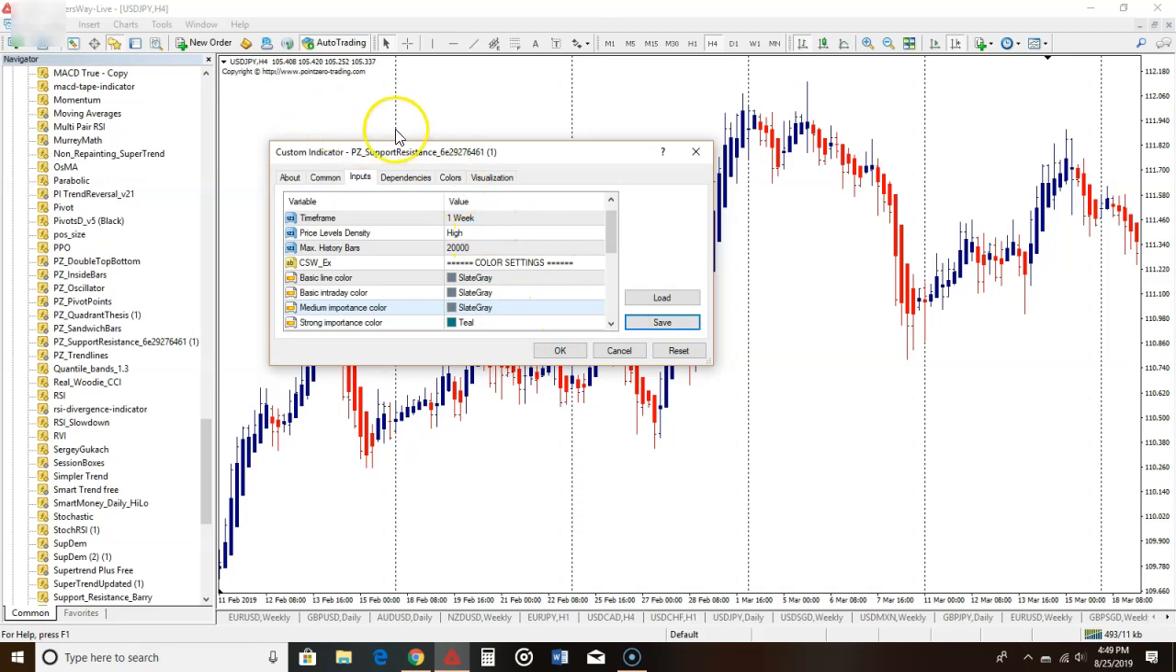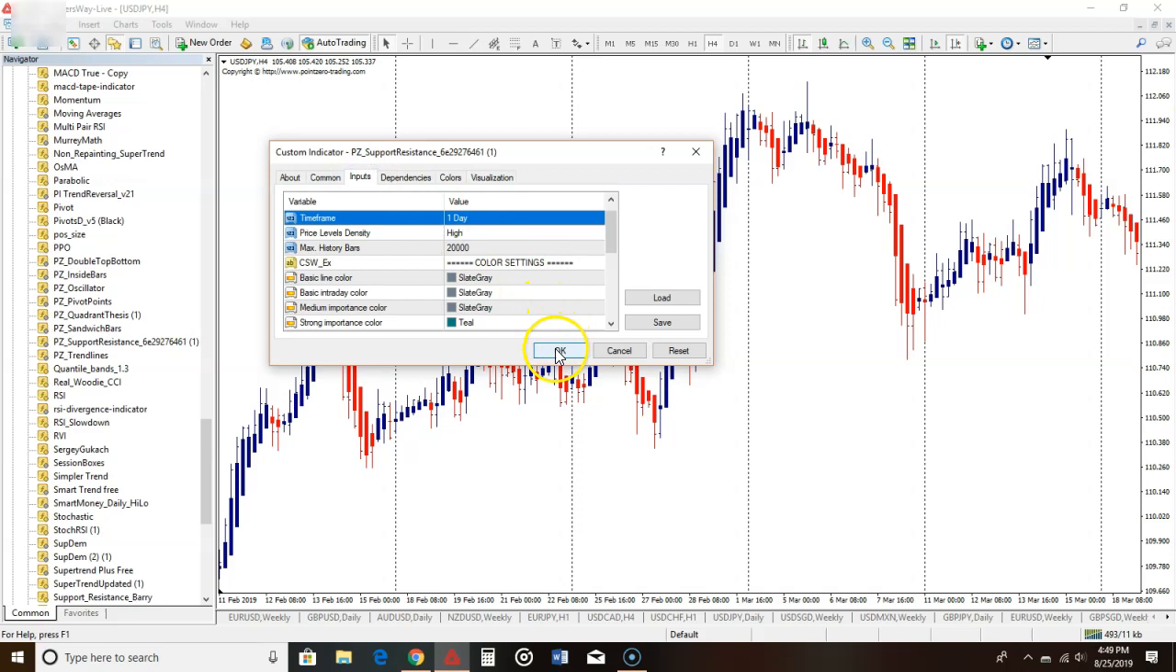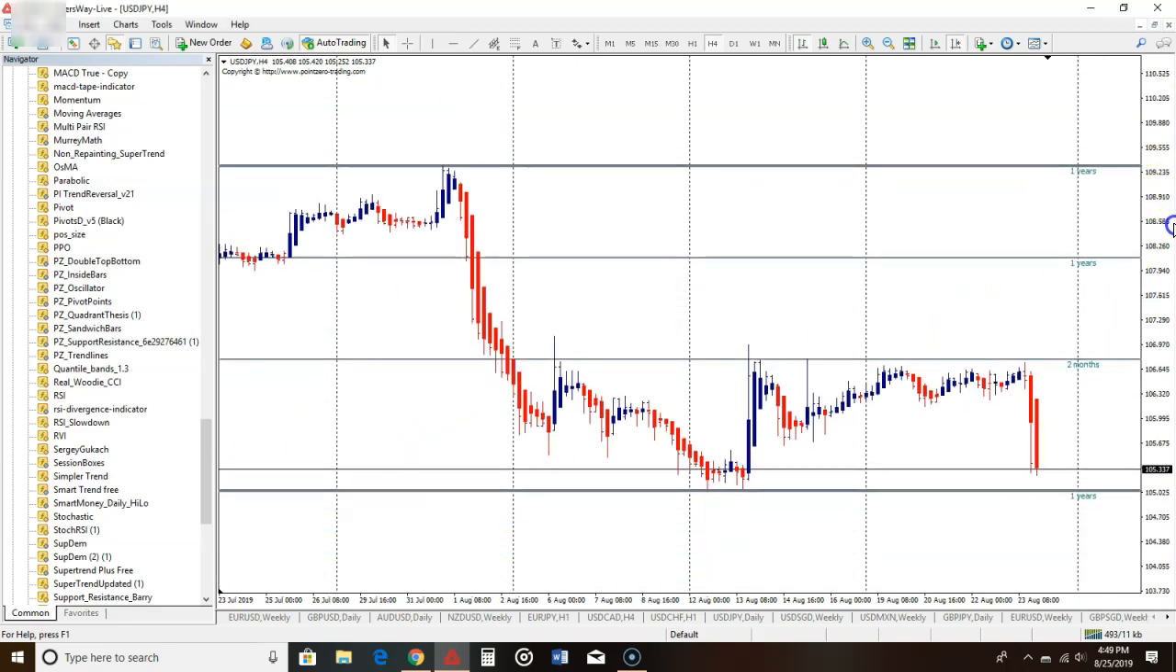Okay. So we're on the 4-hour chart. So what time frame for the levels we want to see? Daily time frames. Right? Density level high. But where do we want to see it? I want to see it on the 4-hour chart. There we go. Look at that.